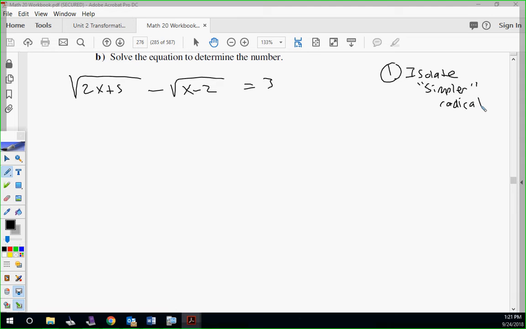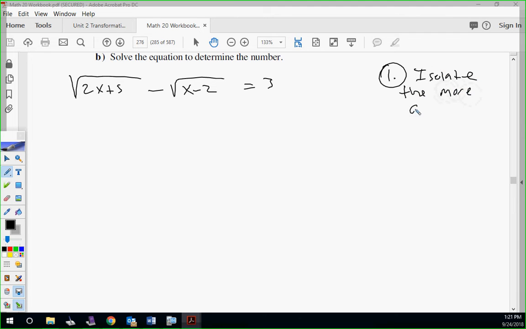Okay, so which one's easier, 2x plus 5 or x minus 2? Probably the x minus 2. But you can do either way. They just say the simpler radical. So what you're going to do is, actually, I switched that. Sorry. I'm just going to change the wording, because actually it's not simpler. You want to do the more difficult one. I just said it backwards, which makes it easier.